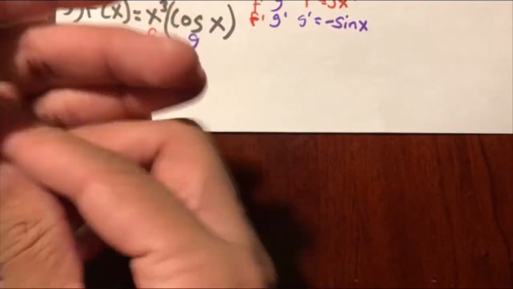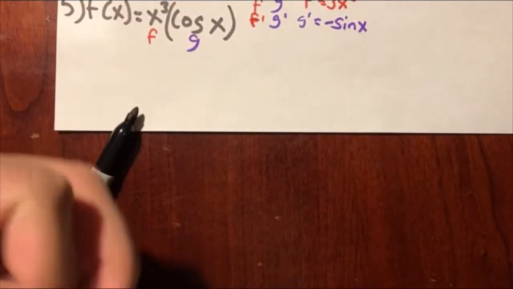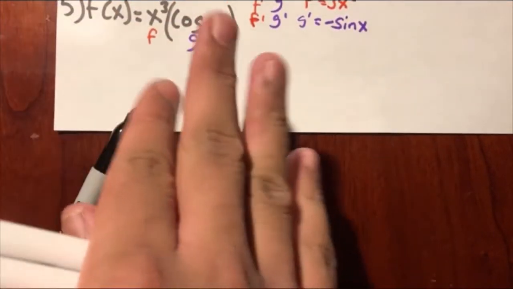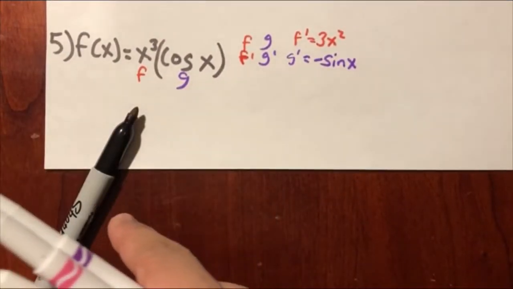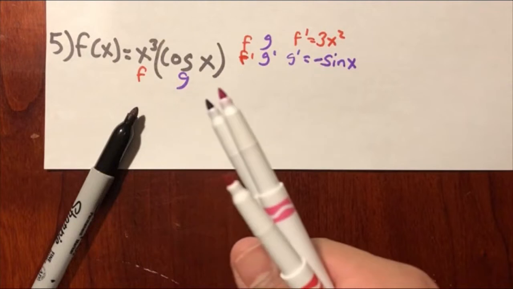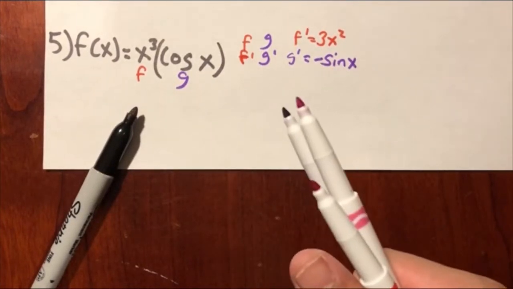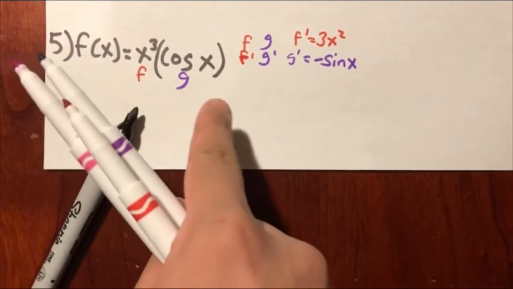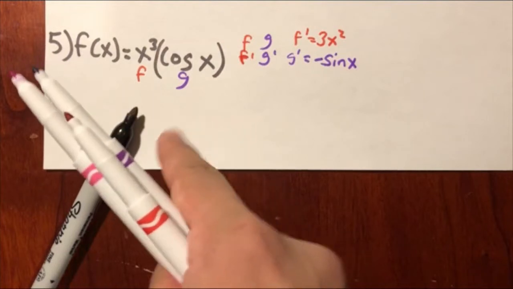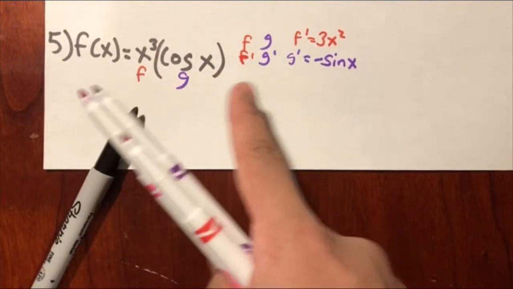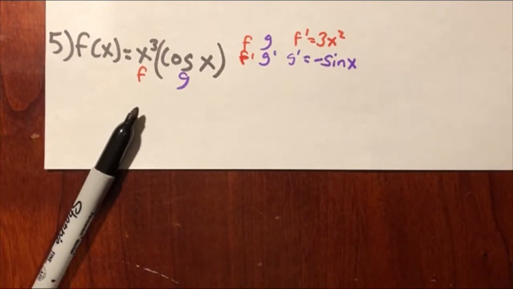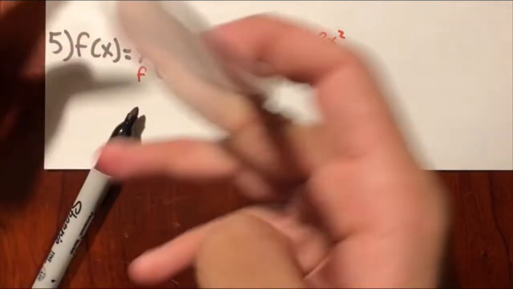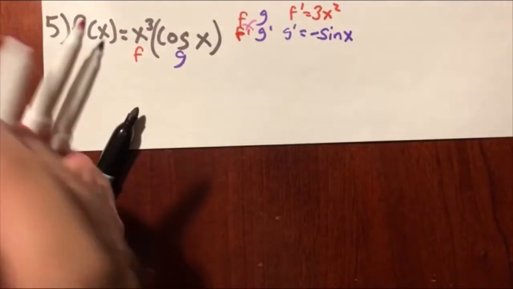I'll put a link down below of a website that'll give you all the derivatives of trigonometric functions. I'm not going to do it in this video just because I want to focus on product and quotient rule for now, but I will link the trigonometric derivatives below. But yeah, the derivative of cos x is negative sine x. Okay, so I'm going to cross multiply that and then add that.